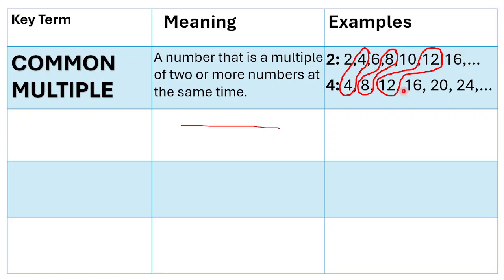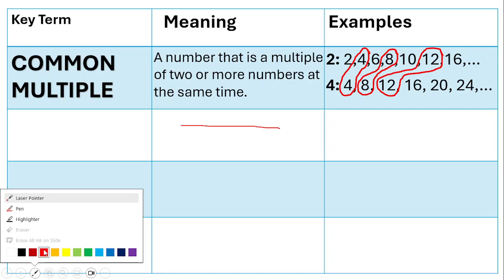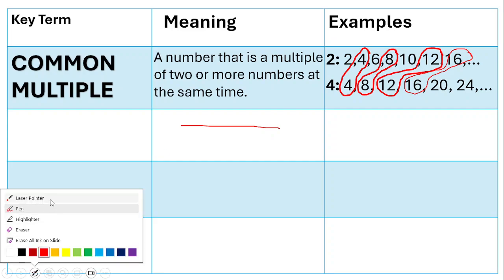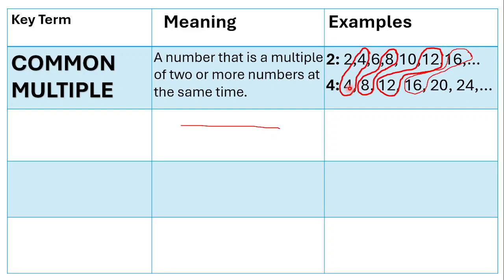Oh, we didn't include 16. Let me include 16. 16 is also a common multiple. All right. And if we iterate these lists more and more, we will find more common multiples. So for the ones that we see right now, the only ones that we see are 4, 8, 12, and 16. Like I said, there are more. So these are what we call common multiples. So common multiples of 2 and 4 are 4, 8, 12, 16, and the list goes on and on.